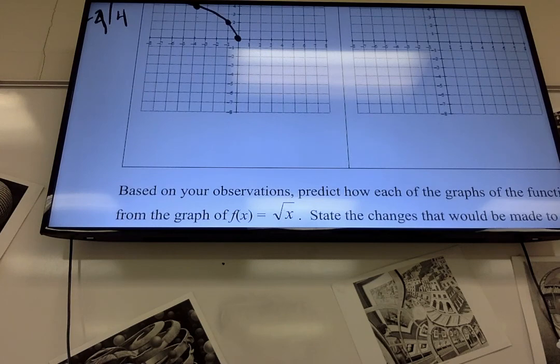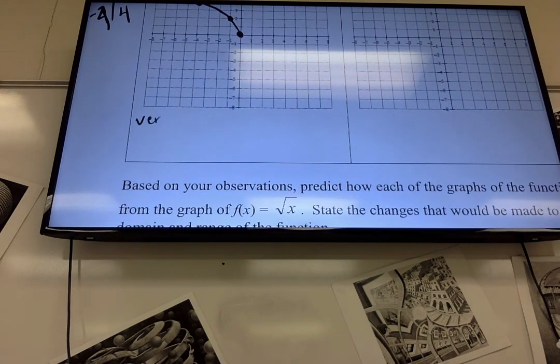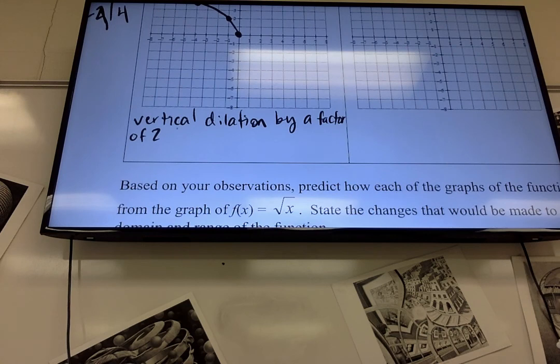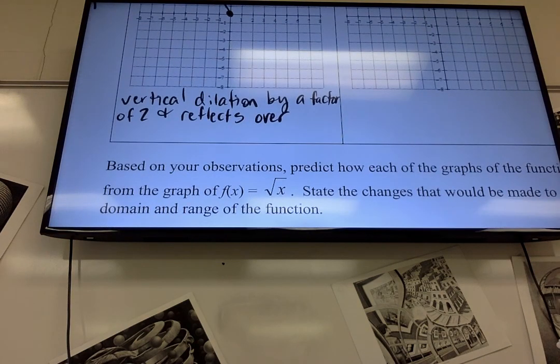So here's how we're going to say that. We have a vertical dilation, which just means we stretched it out, by a factor of 2, and it's a reflection over the y-axis.